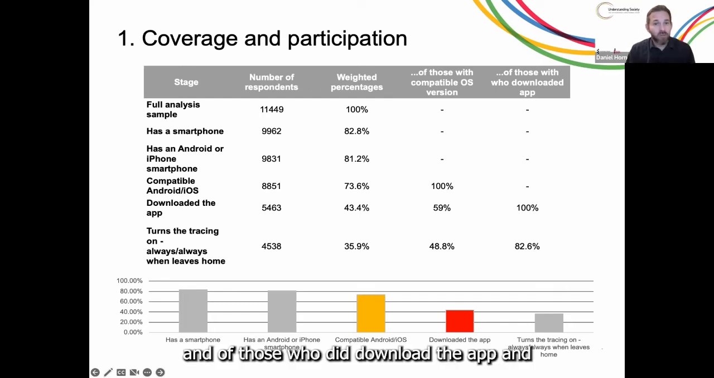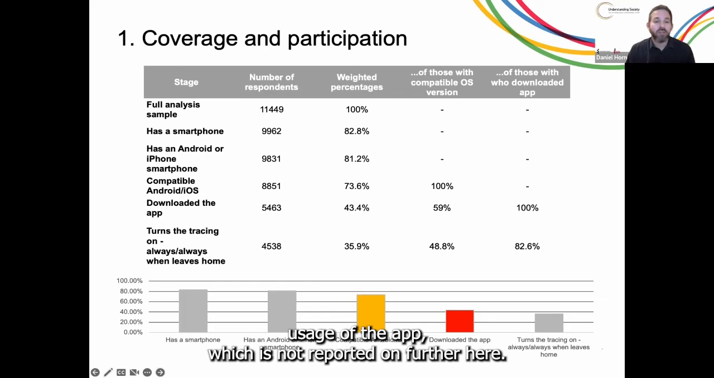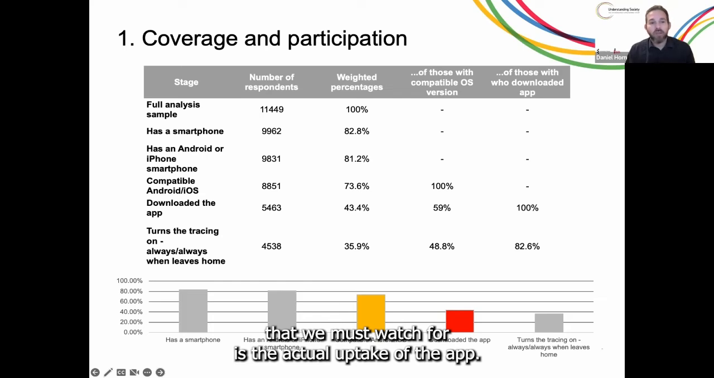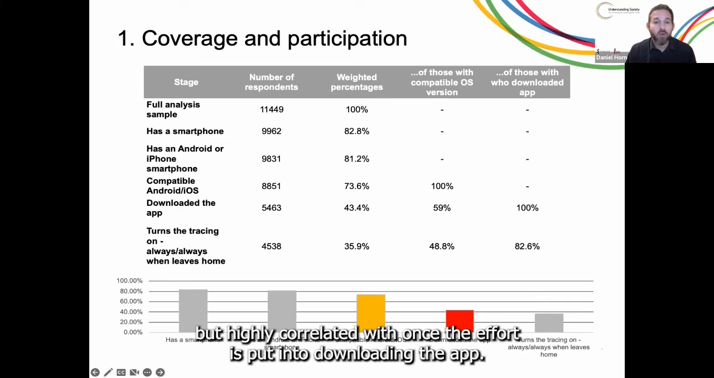Of those who did download the app, we see 82.6% usage of the app, which is not reported on further here in the bias, simply to show that the area that we must watch for is the actual uptake of the app. Usage seems to be not so much synonymous, but highly correlated with once the effort is put into downloading the app.